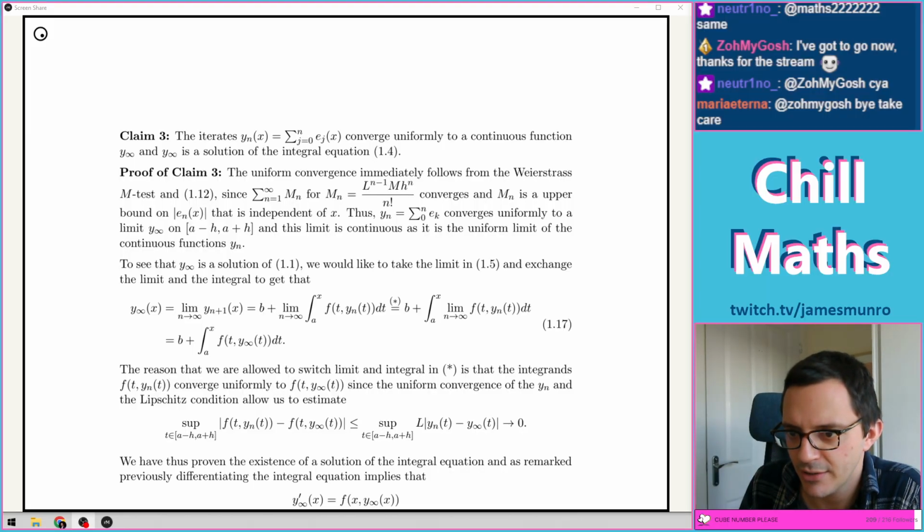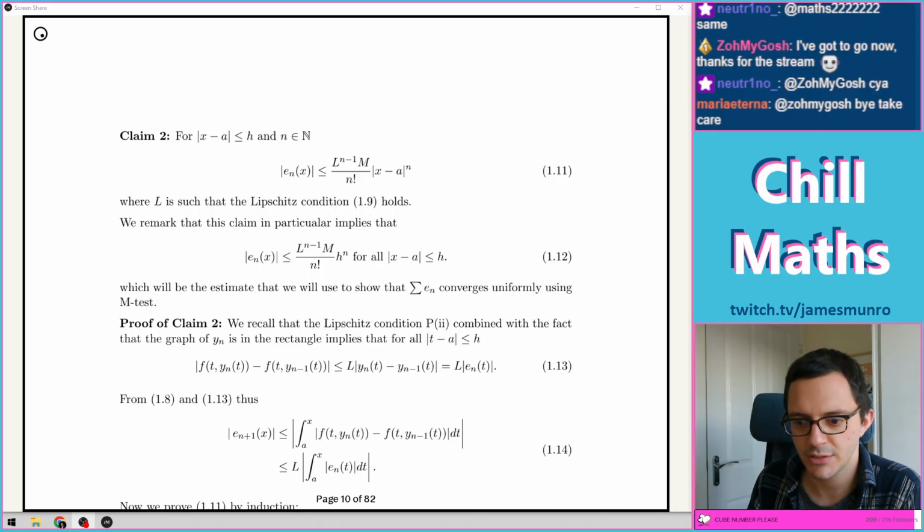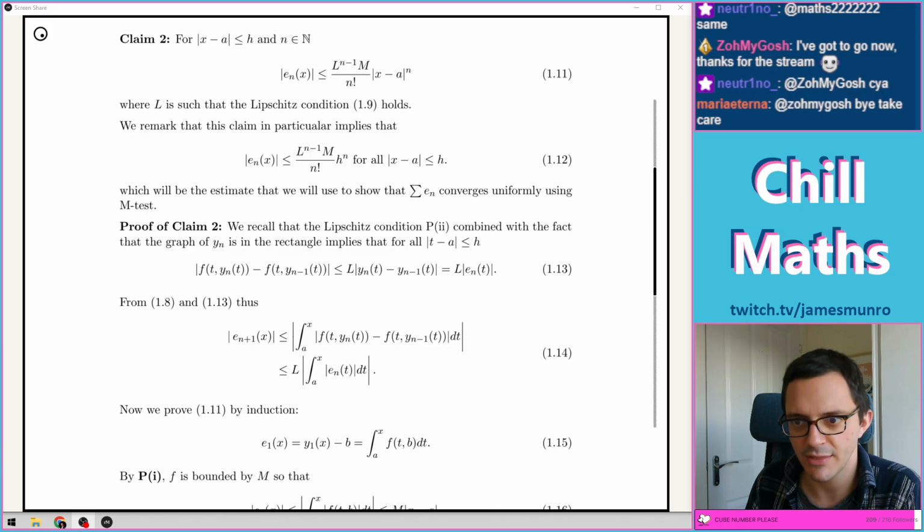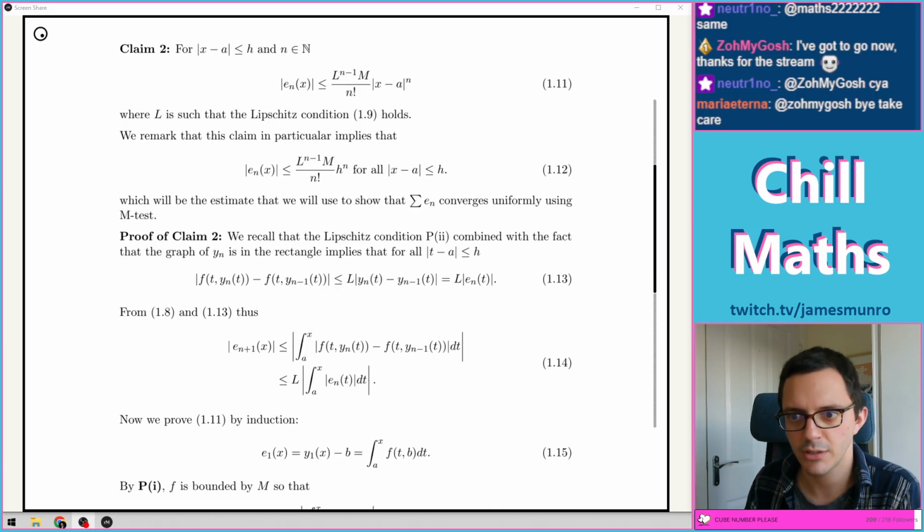Good. What am I going to look at then? I think I want to know about this claim 2 business. Just because it feels neat to learn about Lipschitz conditions and then actually look at what's going on.